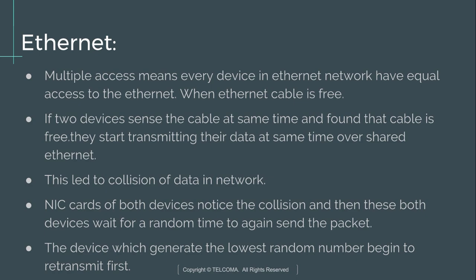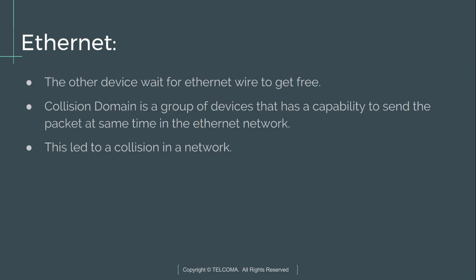Then there is multiple access. It means every device in the Ethernet network has access to the Ethernet cable when the cable is free. If two devices sense the cable at the same time and find that it is free, they start transmitting their data at the same time over the shared Ethernet. This leads to a collision of data in the network, and NIC cards are very intelligent. They detect the collisions, and then both devices wait for a random time to send the packet again. The device which generates the lowest random number begins to retransmit first, and the other device waits for the Ethernet wire to become free.